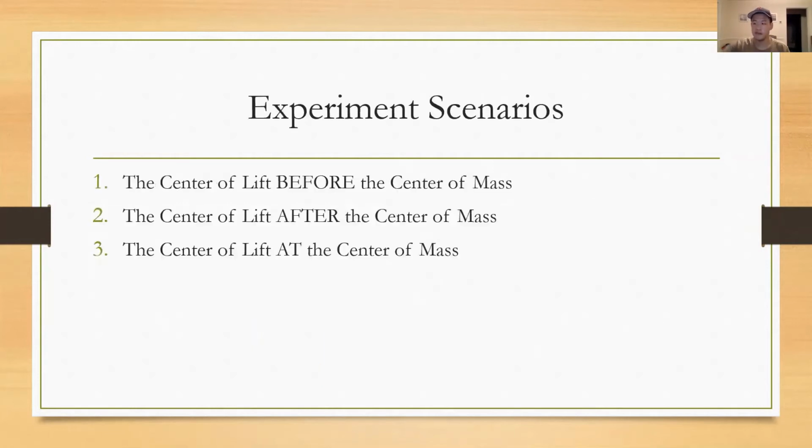Okay, so for the rest of the video, we're going to be trying 3 different scenarios. We're going to be trying to fly our gliders with the center of lift before the center of mass, with the center of lift after the center of mass, and then the center of lift and the center of mass at about the same point. We're going to find out what happens and why it happens.